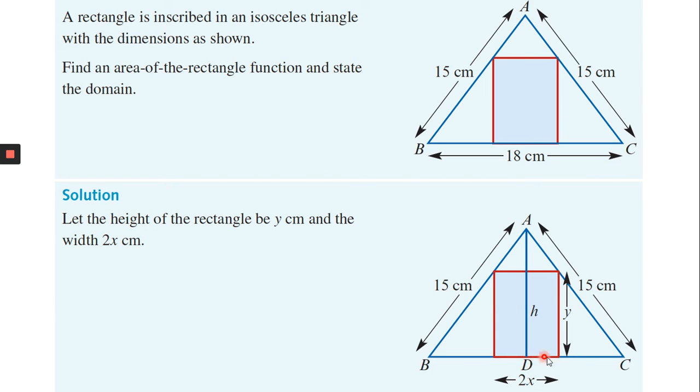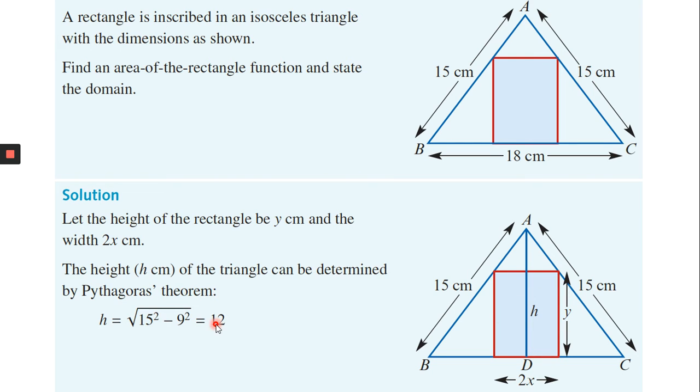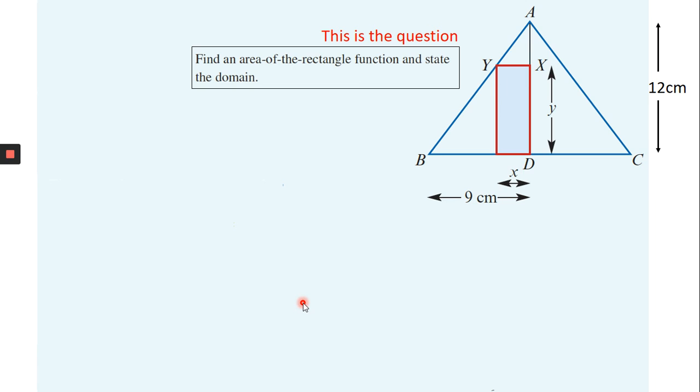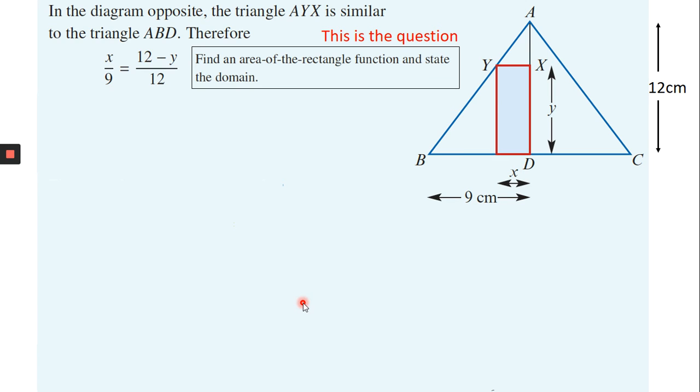So basically that means we can work out the area where it's x by y, and then we can just double it, can't we? So Pythagoras' theorem: if we want to work out that height, it's 15 squared minus 9 squared, all square rooted. So the height of this triangle is 12. I think we could work that one out. So let's have a look at this. We split this up, we're only looking at one half of it. So this is the actual question that they're asking: find an area of the rectangle function and state its domain.